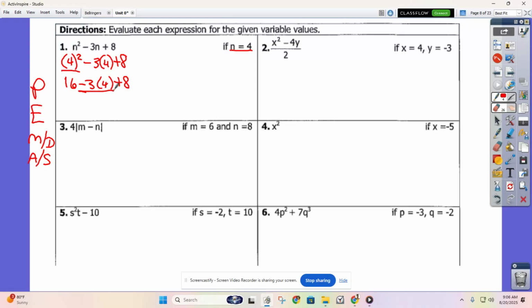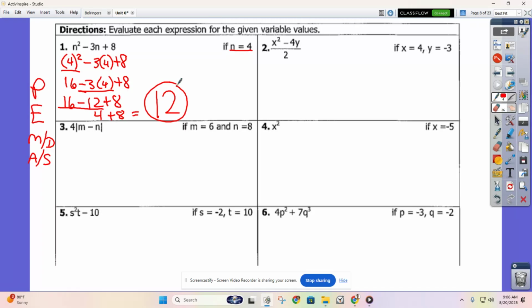Multiplication comes next. Remember that negative sign in front of that 3, that minus sign, it belongs to the 3. So when you multiply, you're multiplying negative 3 times 4, which is negative 12. Finally, I do my addition and subtraction. What comes first is subtraction. I'll get 4 plus 8, which equals 12.